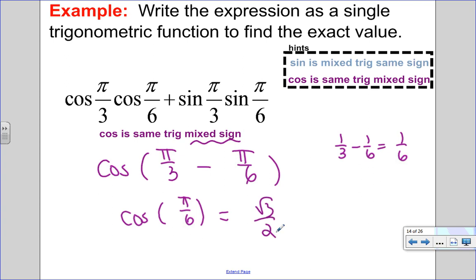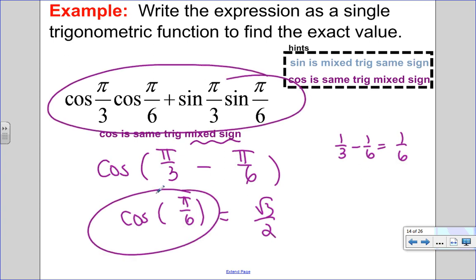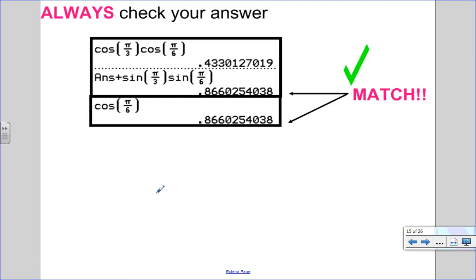Again, I want to check on the calculator to see if this whole thing is actually equal to cos of pi over 6. So putting that into my calculator, I can see that cos pi over 3 cos pi over 6 plus sine pi over 3 sine pi over 6 has the same value as cos pi over 6. So I know I did that correctly.